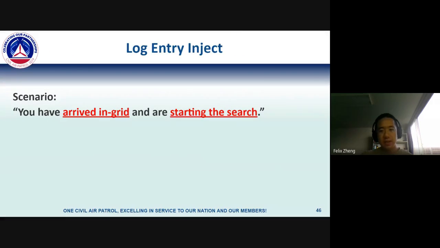All right, so we have a log entry inject. The scenario is that you have arrived in grid and you are starting the search at this time. So log that however you feel fit in your logs, and we will move on after a couple seconds.